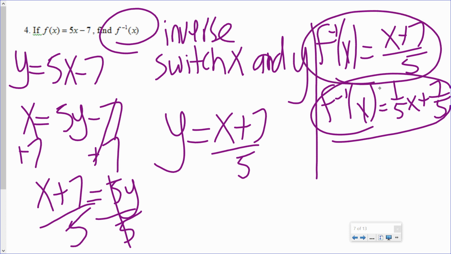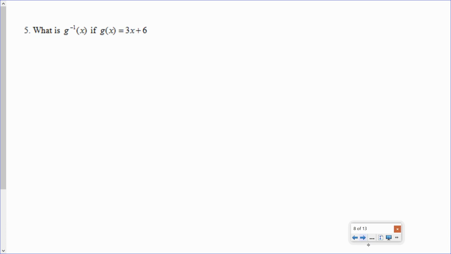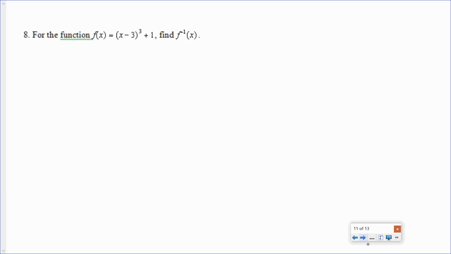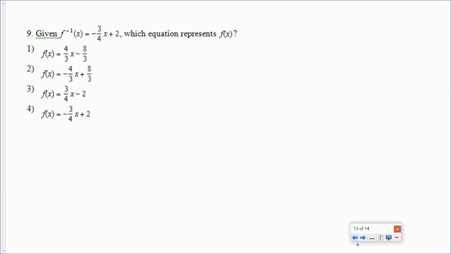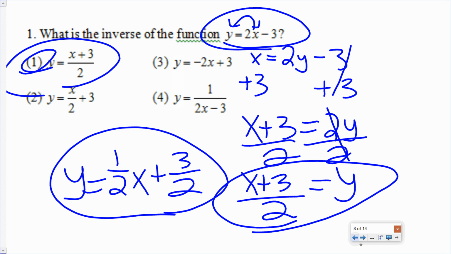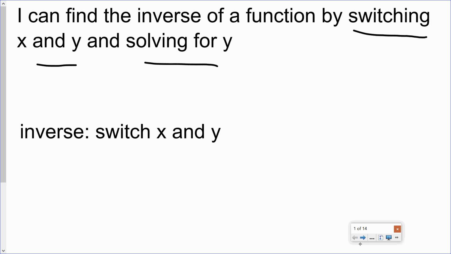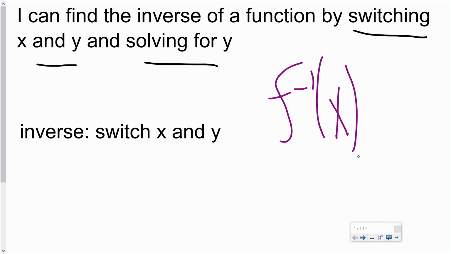Inverse is a very simple conceptual topic. If it asks for inverse, and again, understand this little -1 exponent is inverse, switch x and y, solve for y. Is there anything else here that I feel I need to go over with you? No. Some of the algebra might get a little trickier, but that's really it. So again, if it asks you for the inverse of a function, switch x and y, solve for y.